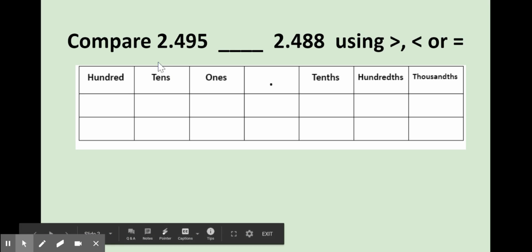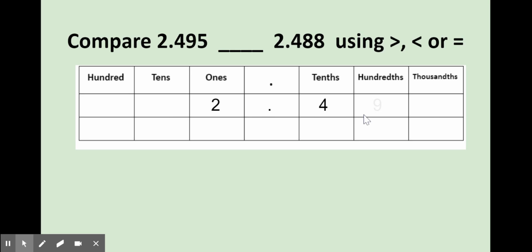So let's start with 2 and 495 thousandths. Let's put that in our place value chart. And then we want to stack 2 and 488 thousandths underneath this number so that we can compare each number in the place value chart. All right, when numbers are the same, so we want to start, we'll go back.